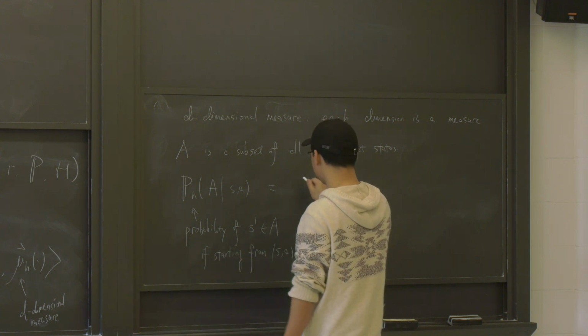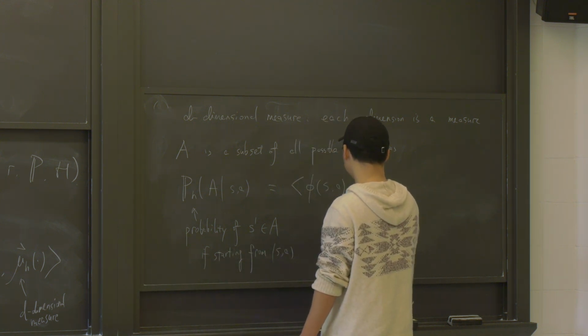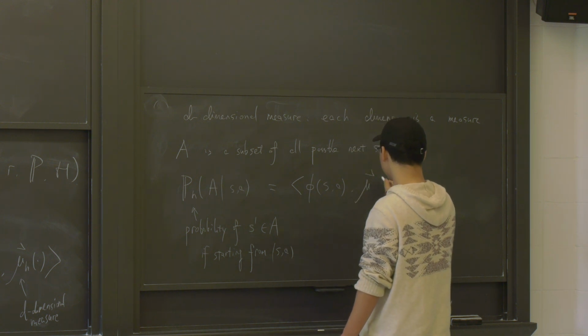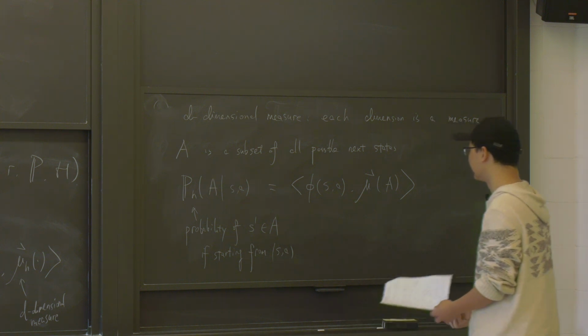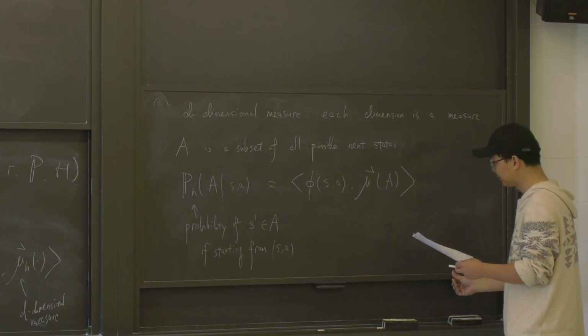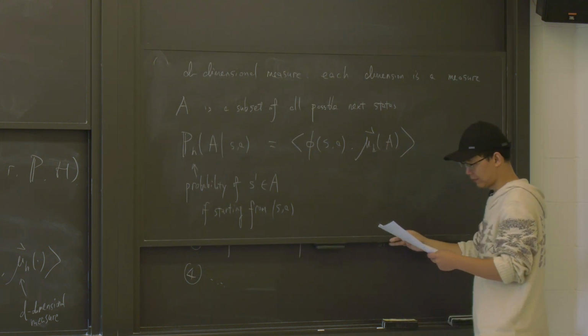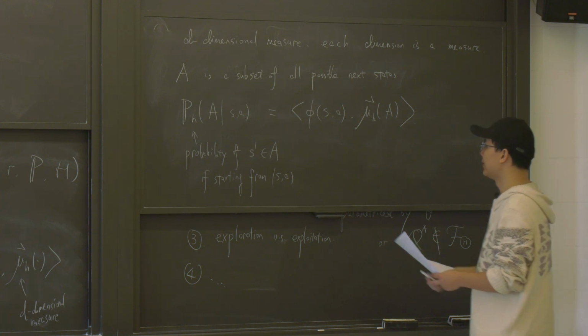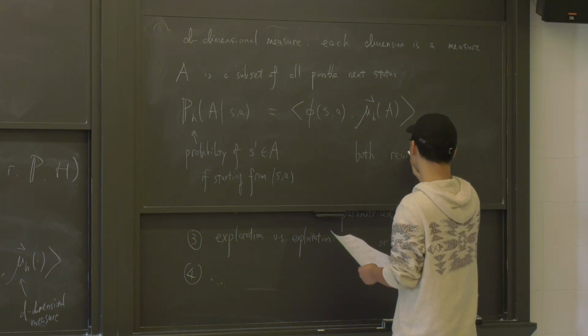And by this condition, essentially it says this is equal to phi of s, a times some common measure mu of A. Okay, so in this sense, this is linear. So this is saying both reward and transition are linear.